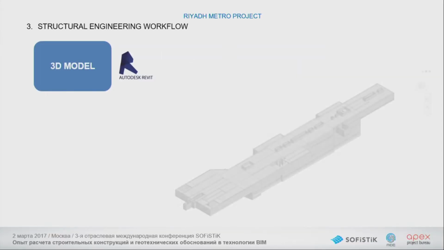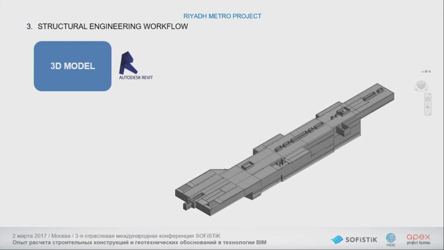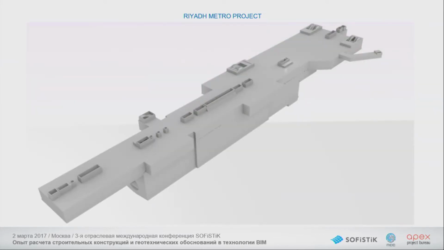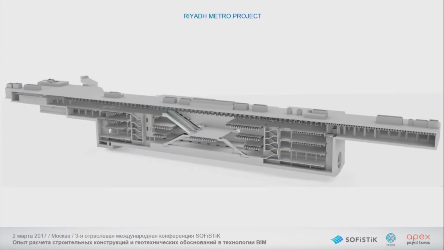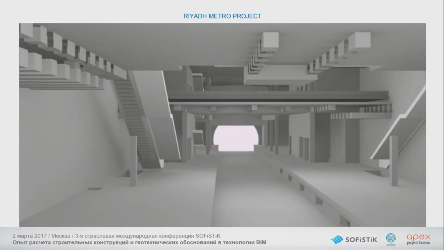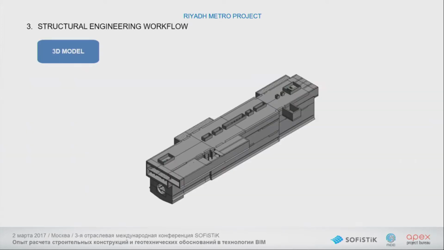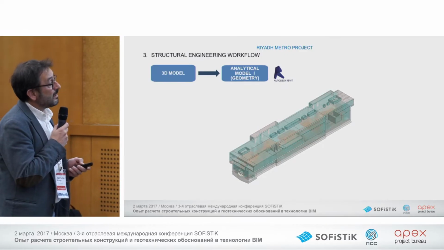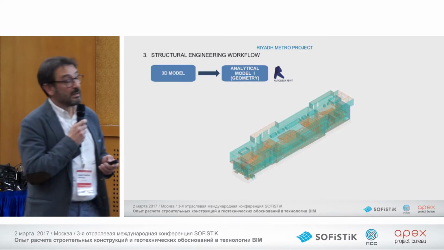The 3D model begins with a Revit model. These are images of the Revit, in one of the examples of the stations. And this is the interior of the station. This is the Revit model. After that we have an analytical model with the Revit. This is the analytical model.